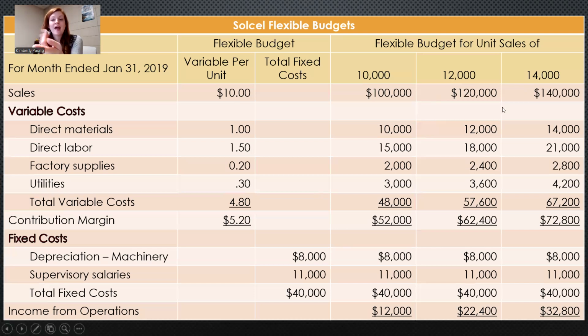So we know that they actually sold 12,000 units. So we will use the numbers in this column that we based off of these calculations. $10 times 12,000 units, be 120,000 in sales, and so on.